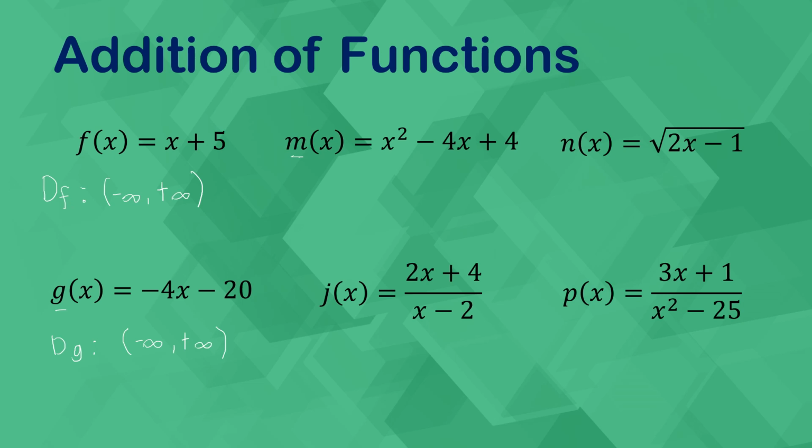As mentioned, m of x is equal to x squared minus 4x plus 4. This is under a polynomial function, and specifically this is a quadratic function. Okay, so the domain of the m function is also the set of all real numbers. Okay, so we proceed with the n function. N of x is equal to square root of 2x minus 1. This is an example of a radical function, specifically square root function.